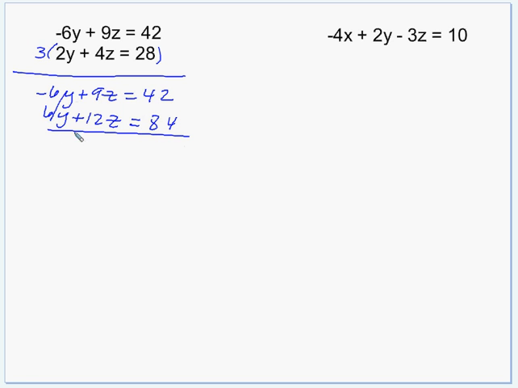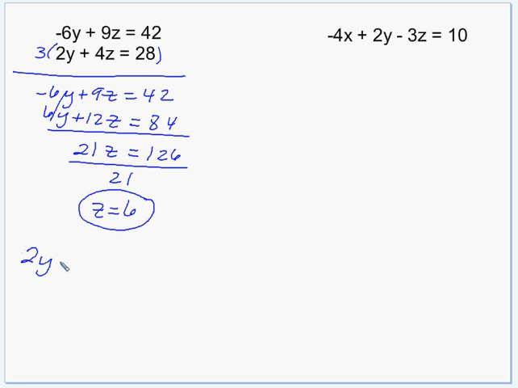So my y's cancel. I have a 21z is going to equal 126. And then divide by 21. So z is going to equal 6. So this is 1 out of 3 of my variables. We're going to take this, plug it into one of these. Once again, it doesn't matter which one. I'm going to go ahead and pick the bottom one.